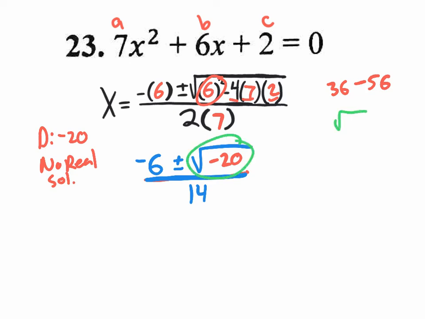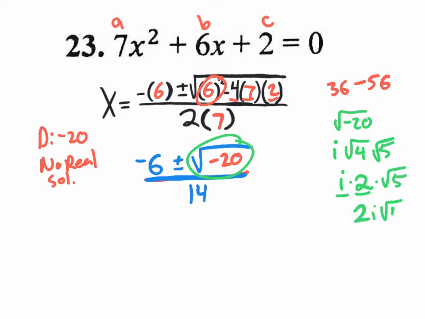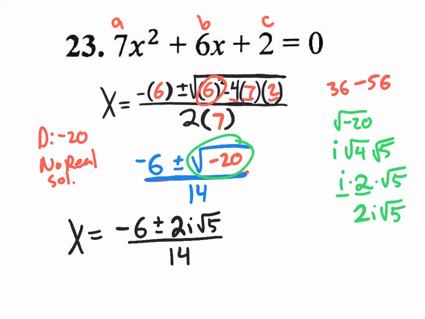Let's do it on the side. The square root of negative 20, that's going to be an i on the outside, and then you're going to break down 20 to 4 times 5. The square root of 4 could be done. It's 2. So you really have i times 2 times the square root of 5. i times 2 is really 2i, and the square root of 5 is at the very end. So my new answer, x equals negative 6 plus or minus 2i square root of 5, all divided by 14.